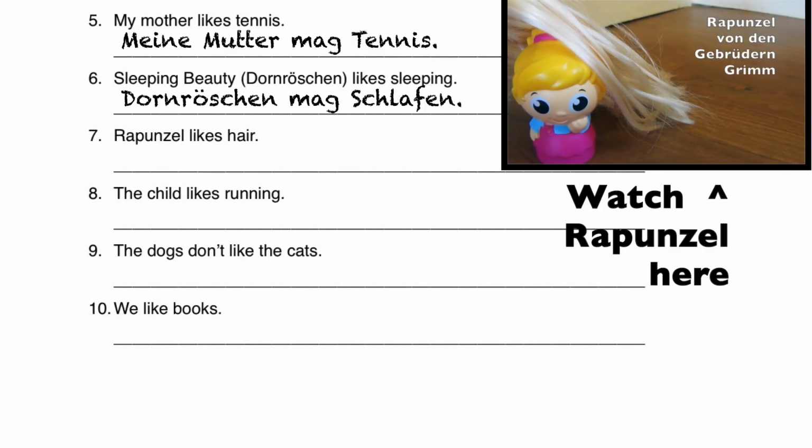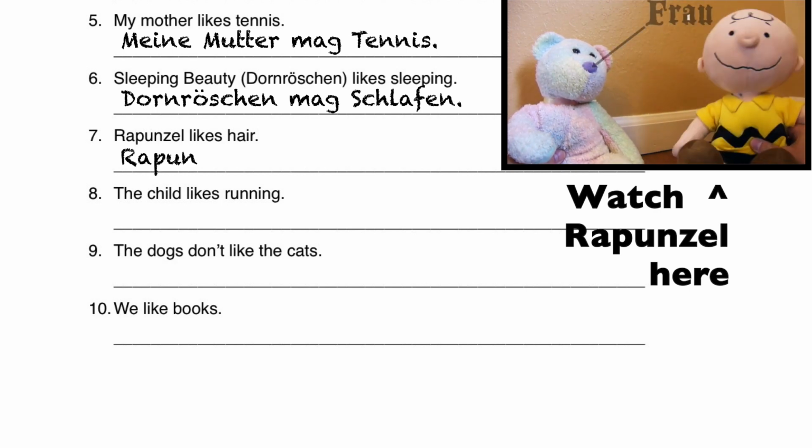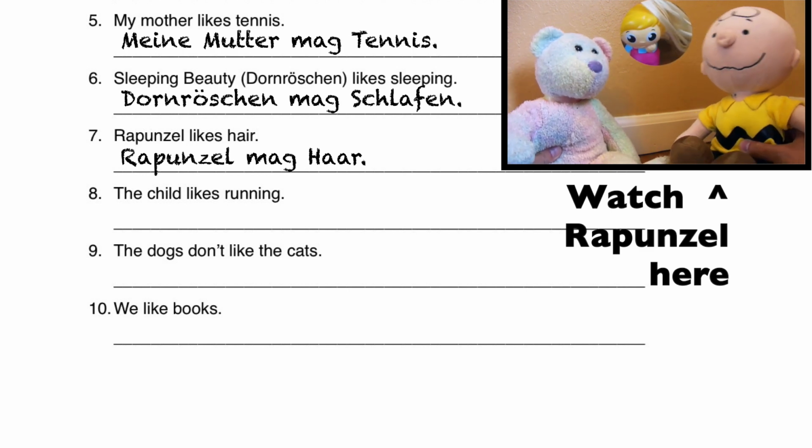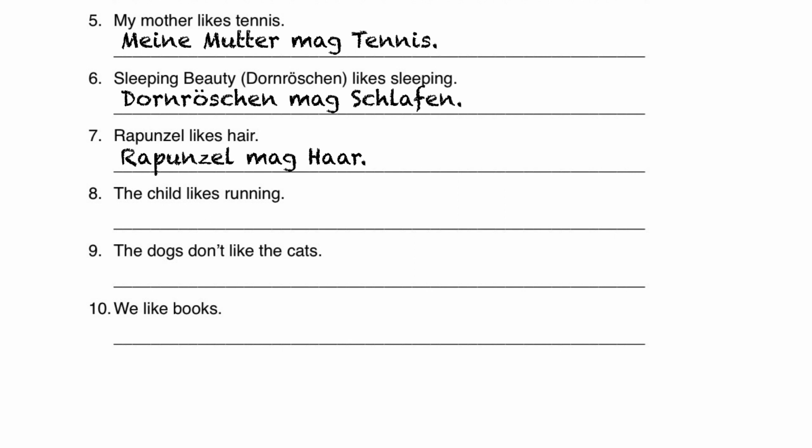In Nummer 7, Rapunzel is our subject, and so we have to use the er/sie/es form again. So we say Rapunzel mag Haar. Rapunzel likes hair. Nummer 8. The child likes running. Das Kind is the German word for the child. Rennen is the verb that we use to run, so we would say here, das Kind mag rennen.